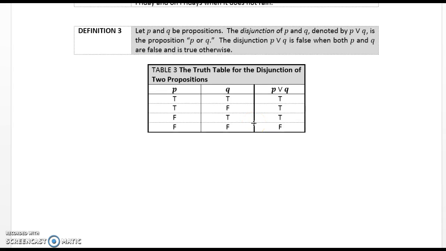Definition 3. Let P and Q be propositions. The disjunction of P and Q, denoted by P ∨ Q, where the or operator looks like a capital V, is the proposition "P or Q." The disjunction P ∨ Q is false when both P and Q are false and true otherwise. So if we look at Table 3, the truth table of the disjunction of two propositions, what we see is that in the bottom row, where P and Q are both false, the disjunction P ∨ Q is also false. Otherwise, it is true.